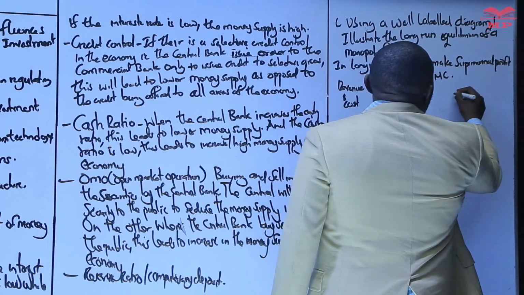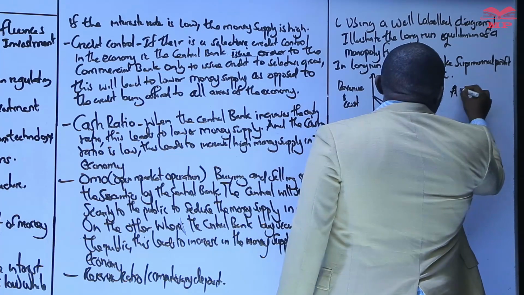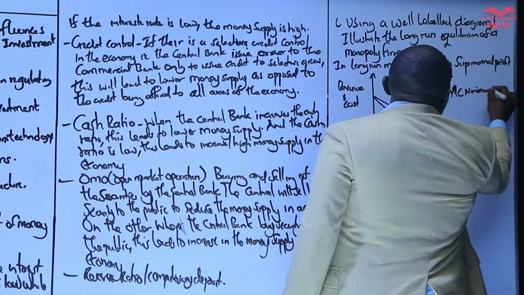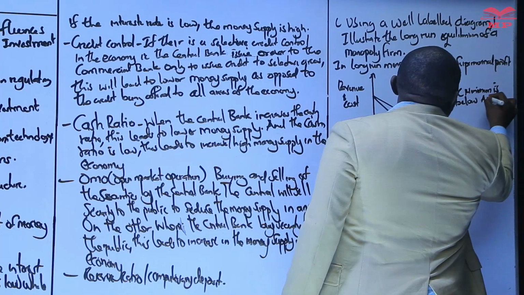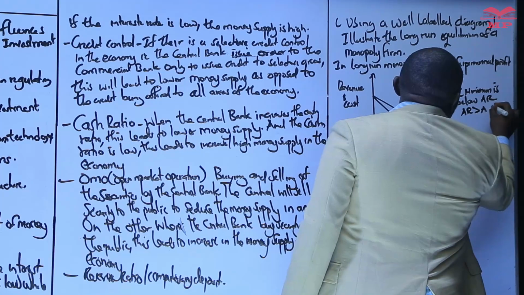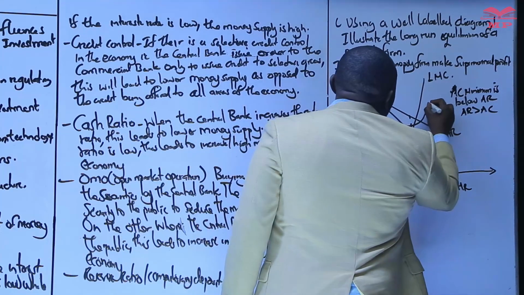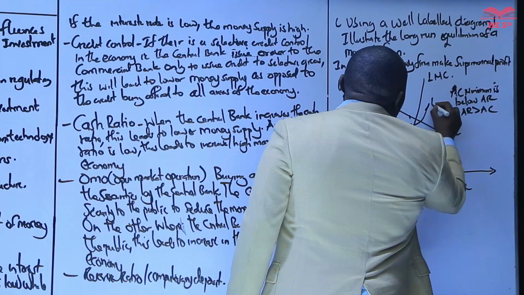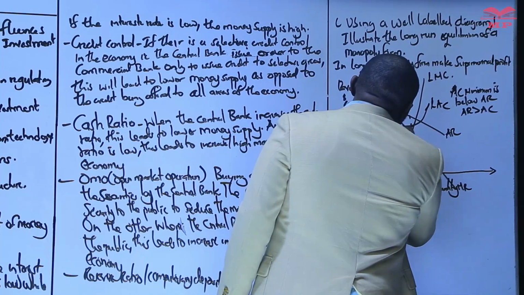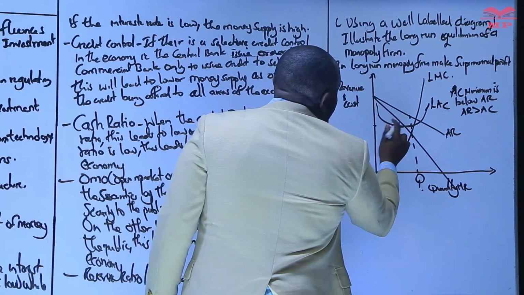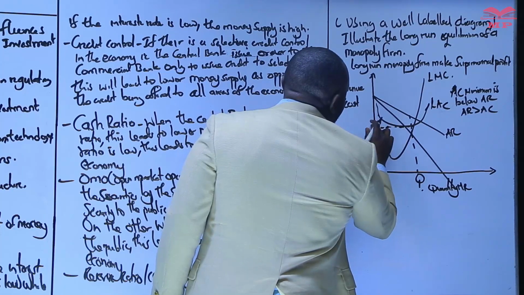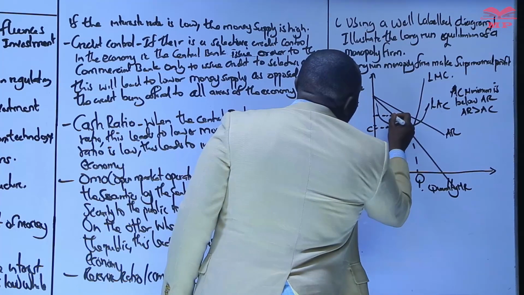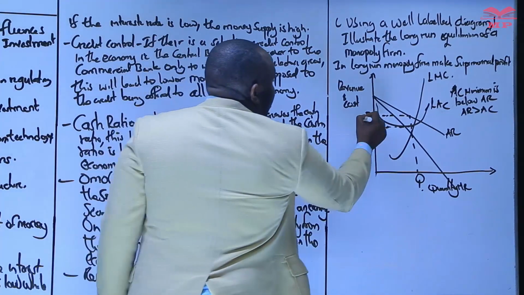But when a firm is making supernormal profit, we know that AC, average cost, at minimum, is below AR. To mean that AR is always greater than AC at minimum. So we pick it here. This is the long run AC. At its minimum, down here, at that very point, we call it C to represent cost. Then up here, that will give us P or revenue.